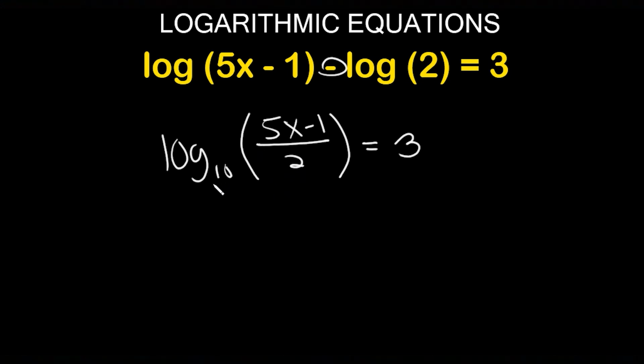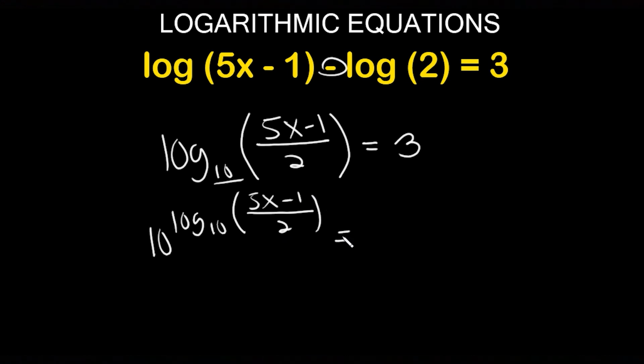So I have a base of 10 right here, meaning on the left-hand side, I'm going to rewrite it with a base of 10 so I can apply that inverse property. So I'll have 10 to the power of log base 10 of 5x minus 1 divided by 2. This will be equal to, we do have to balance it out, so this is going to be 10 to the third power. So 10 to the third power. Now, inverse property can be applied here, so this will cancel.